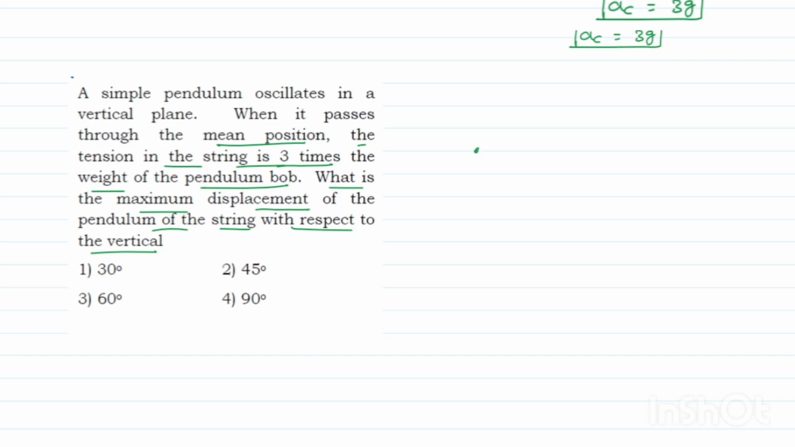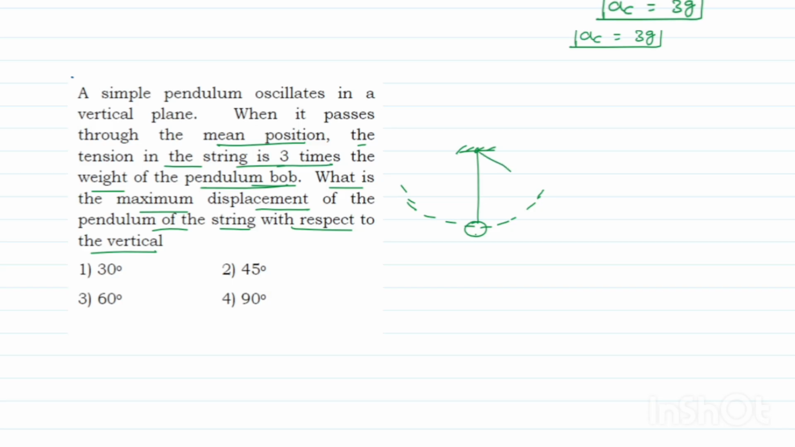So here it's given that a simple pendulum is going to be oscillating, students. It's going to be oscillating. When it passes through the mean position, the tension is given. So the tension at the mean position is 3 times the weight of the pendulum bob. So what is the maximum displacement of the string with respect to the vertical?